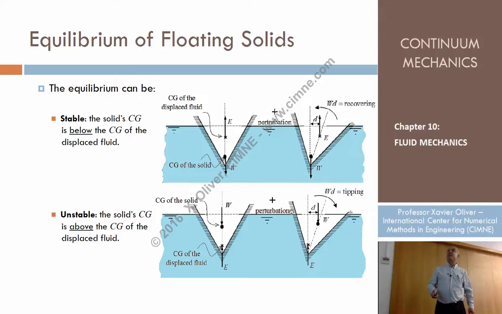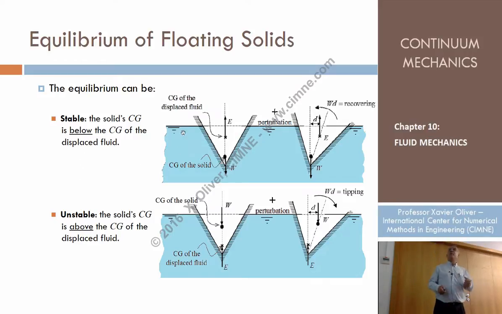But what happens after a perturbation like that? When we perturb, this point moves to the right, these points move to the left, and then there is, of course, a moment, but now the sense of the moment is the opposite. It's in the sense of the tipping, okay? It's in the sense of the perturbation, so it just increases. This moment is larger and larger and larger, so finally water enters here, sinking the boat or the ship or whatever, okay?